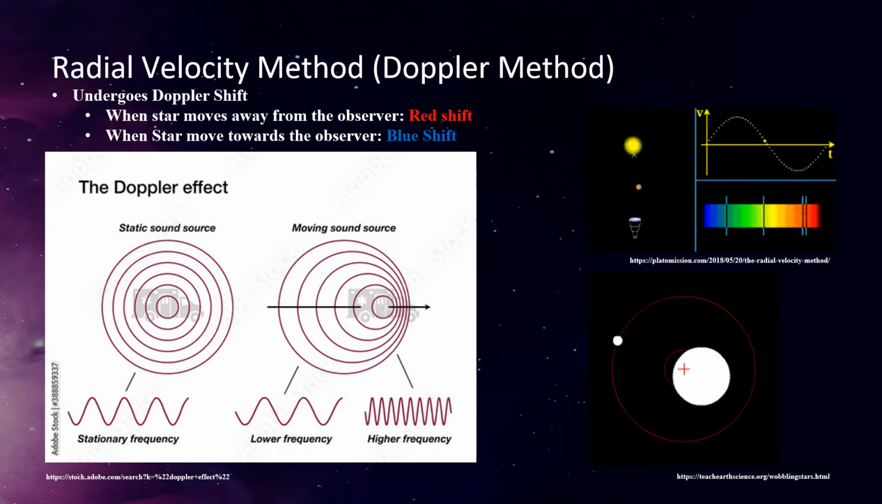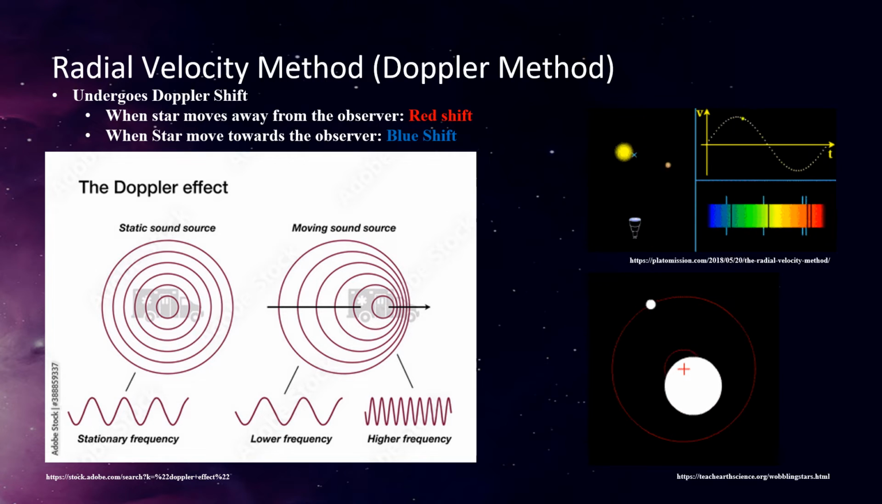The next method is the radial velocity method or Doppler method. As we learned already, when two celestial bodies orbit each other, they orbit around a fixed point between them, which is their center of mass. When a lower mass exoplanet orbits a star, it can cause the star to appear to wobble.